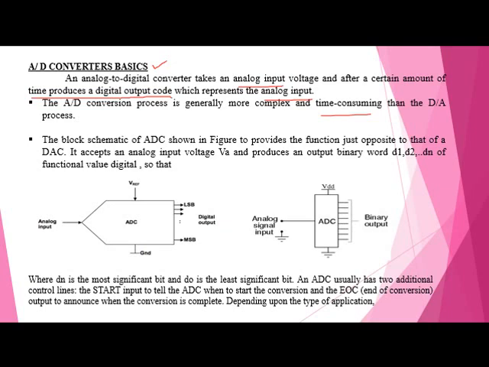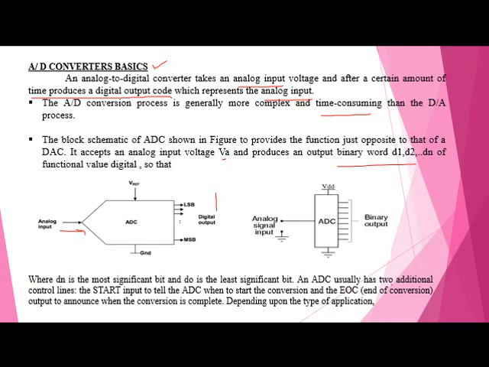The analog input is VA, and it produces an output binary word D1, D2, Dn, which is a function of the digital output value, along with the reference voltage and ground. Here Dn is the most significant bit, and D0 is the least significant bit.